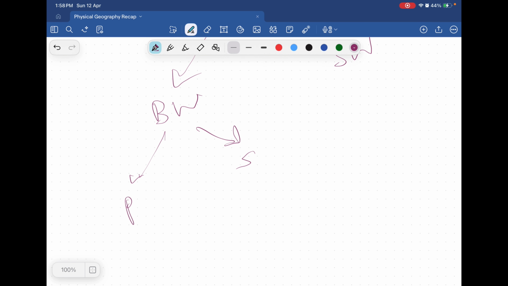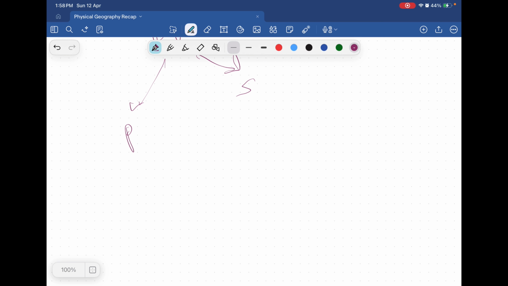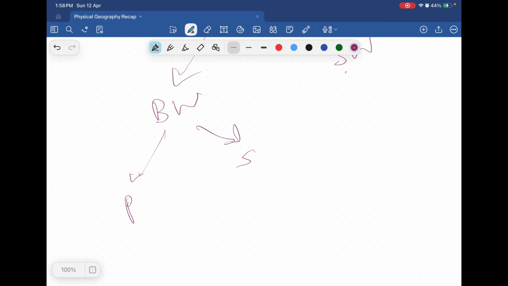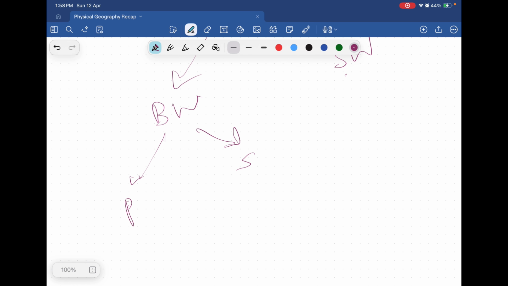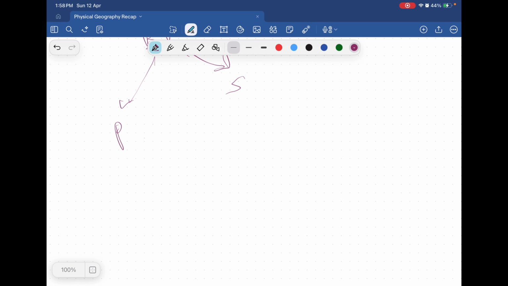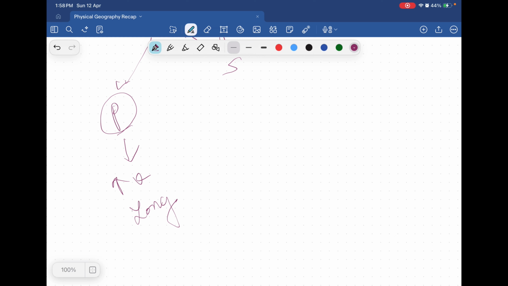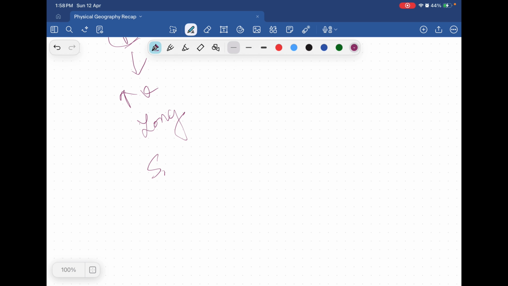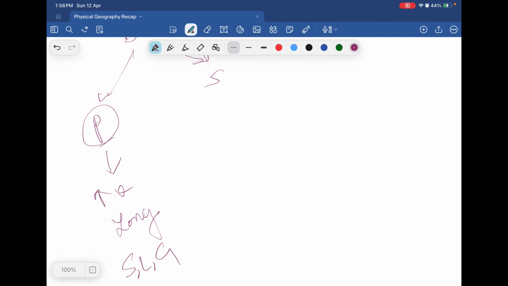However, now let us discuss the features of these waves before going ahead. First is P waves. P waves move faster. They are primary waves, high velocity longitudinal waves, and they can move through solid, liquid and gas. They behave similar to sound.